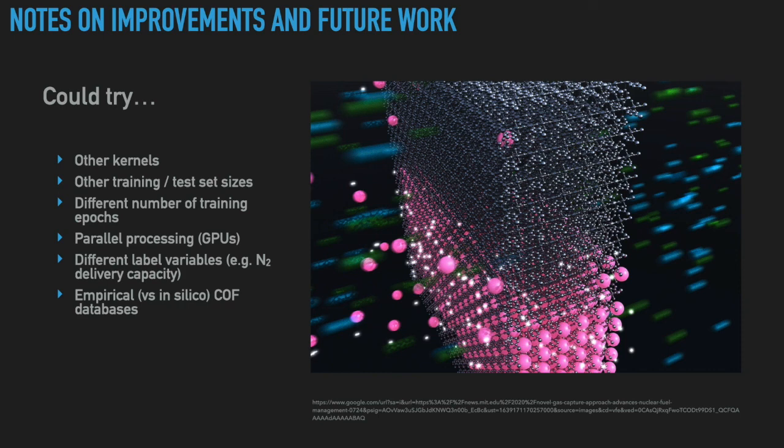We can consider different label variables such as the nitrogen delivery capacity. And we could also look at empirical versus in silico COF databases, which we would expect to have fewer training examples than a simulated set, which is where we'd expect the GPR to really shine.